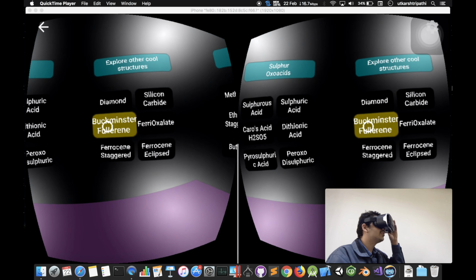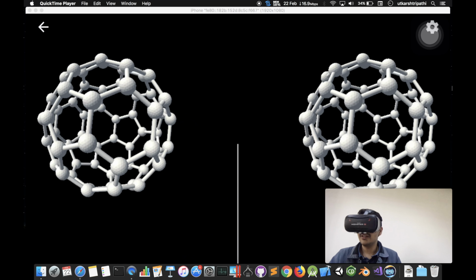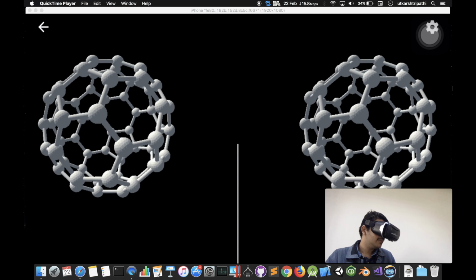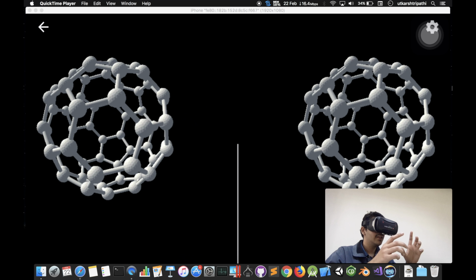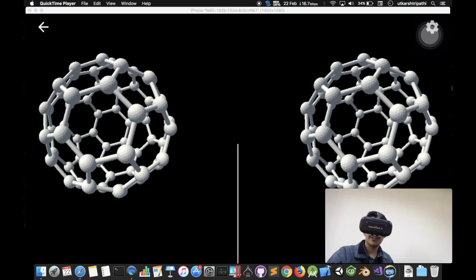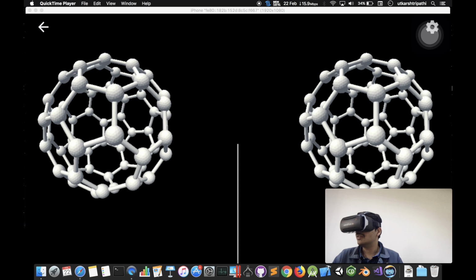This is Buckminster fullerene. So I can see that it's just simply a football, right? Each carbon is attached to 3 other carbons, and well, I can also see that we have a 5-membered ring and a 6-membered ring over here, and it has 60 carbons.